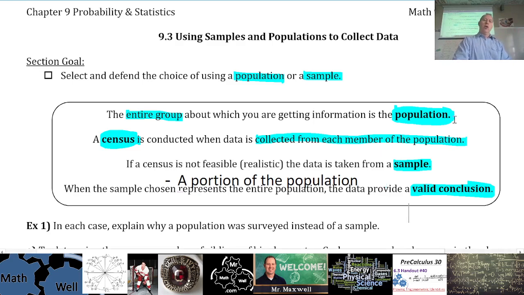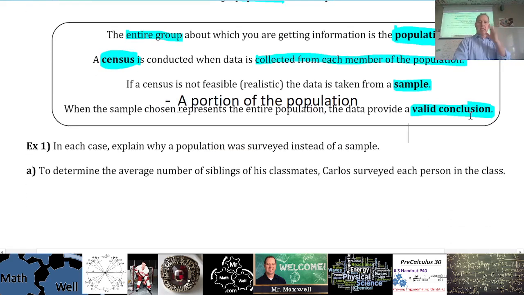Okay, so everybody or just a small portion, a small group of the population? That's the question. In each case, explain why a population was surveyed instead of a sample. Okay. Number one, to determine the average number of siblings in his class, Carlos surveyed each person in the class.